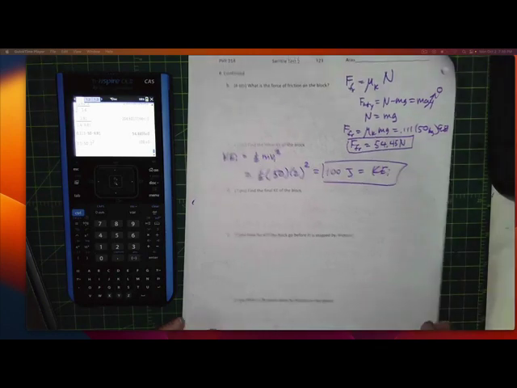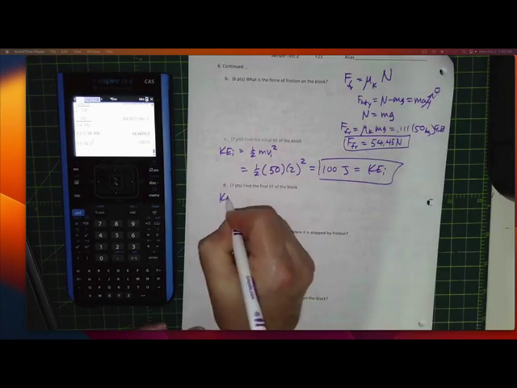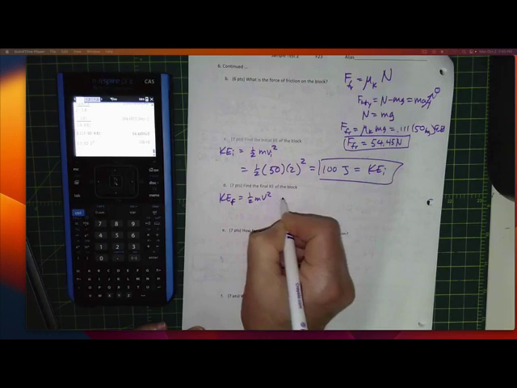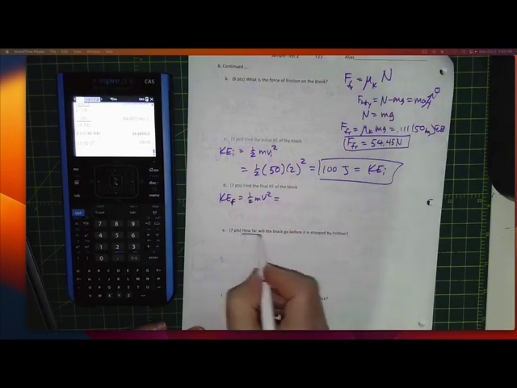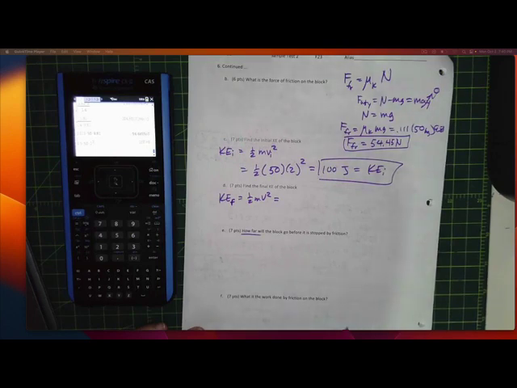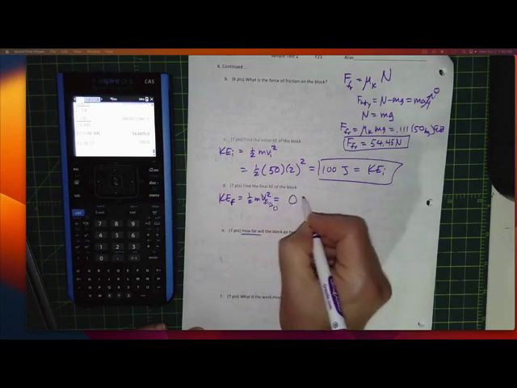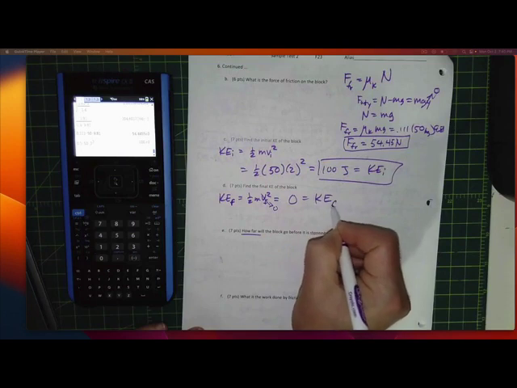Find the final kinetic energy, KE final, 1/2 mv squared. For the final, we kind of need to look back here, or look ahead. So what are we talking about? What conditions are we looking for? We're looking for how far the block will go when it gets stopped. So the final velocity is 0, so the kinetic energy final is 0.